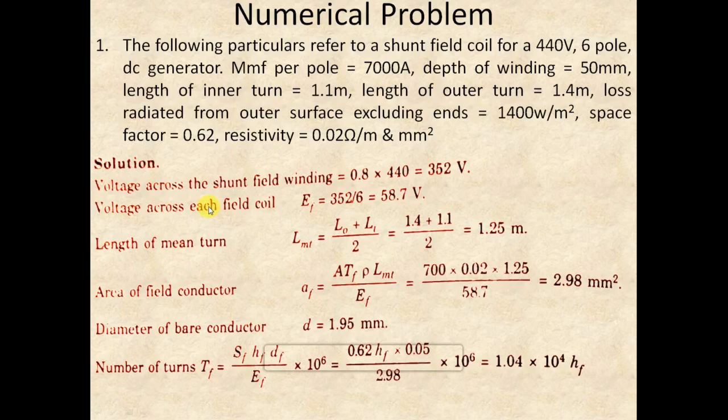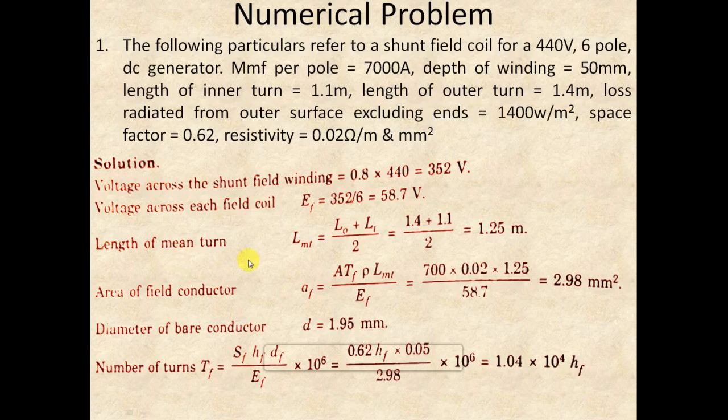So in the first step, we will identify the value of voltage across the shunt field winding, which is around 80% of the rated terminal voltage, that is 352 volt. Now the voltage across each coil can be easily identified by dividing it by the total number of poles. So now we have obtained the voltage across each field coil.